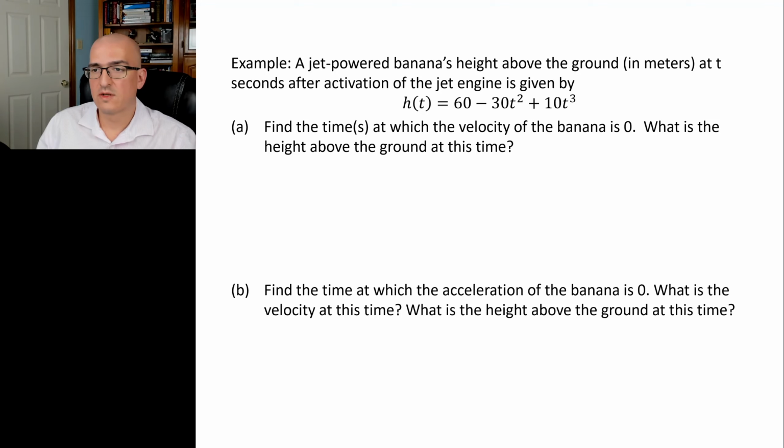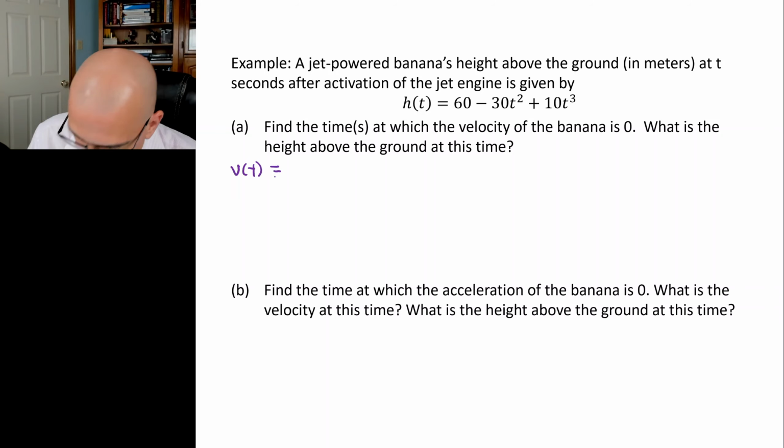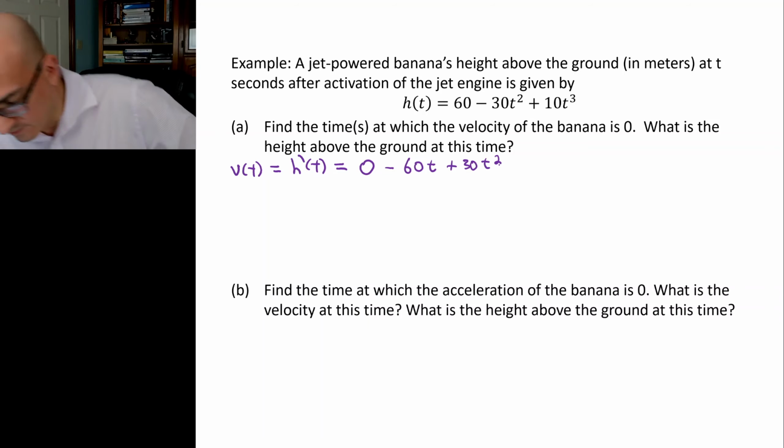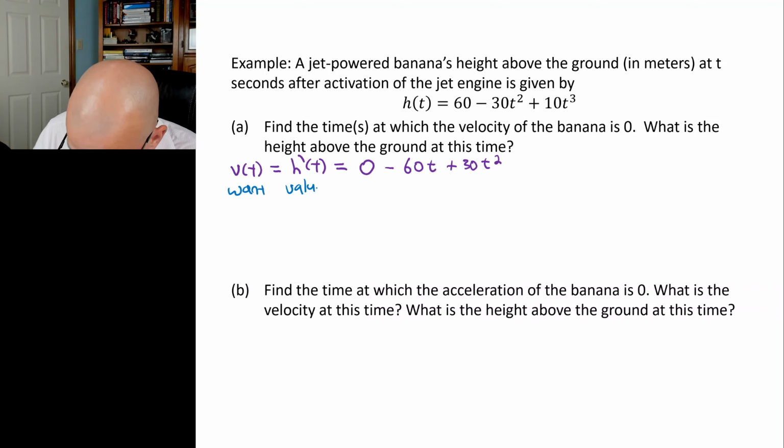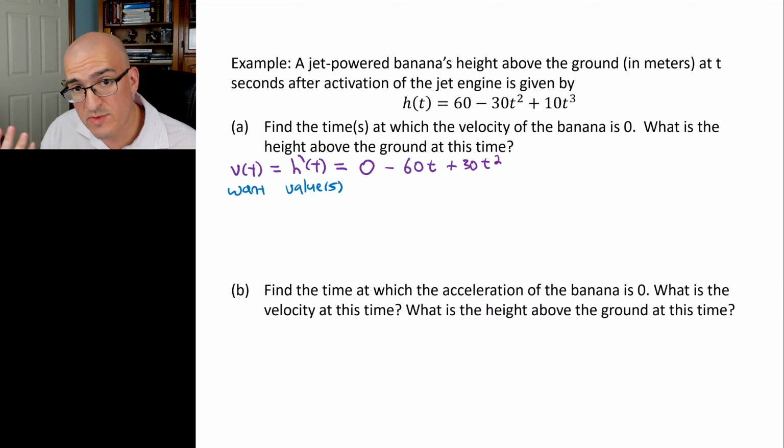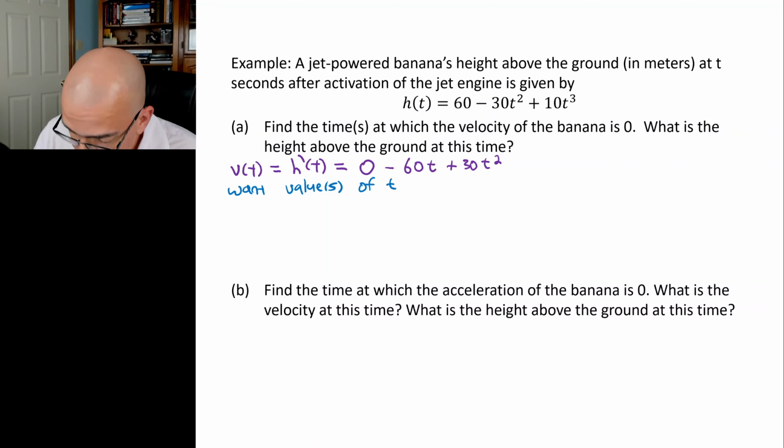Different problem. All right, we got to find the velocity first. So v of t, that's h prime of t, the derivative of the position function, or the height function in this case, 0 minus 60t plus 30t squared. We want values. Could be one value, it could be several values of t when v of t is equal to 0.